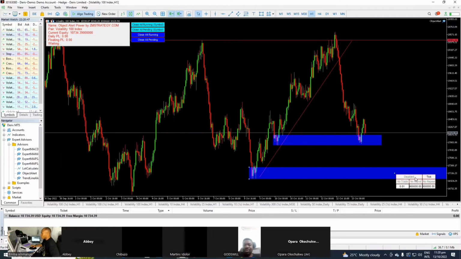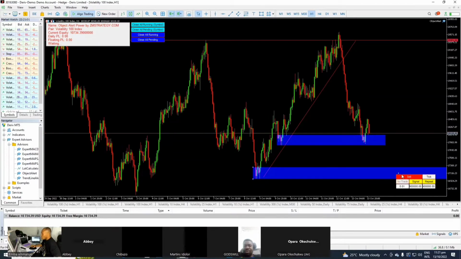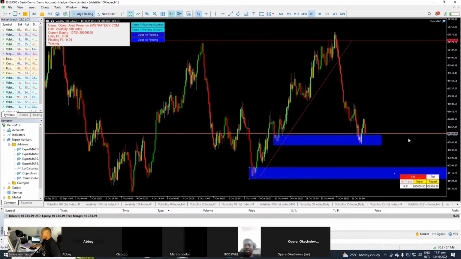So I can decide to set an alert at this particular spot, that whenever the market touches this level, it should give me an alert and a signal, and also repeat the signal. But I don't want it to take a trade automatically, because I need to see some confirmation before I take a trade. So immediately the market gets to this level, I will receive an alert on my phone and also on my system as well.